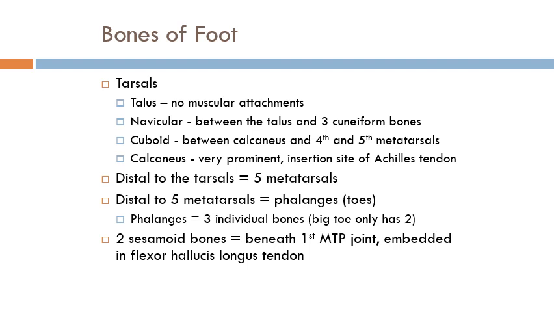There's also two sesamoid bones. Remember, we said a sesamoid bone is a bone that sits in the middle of a tendon. So right beneath the first MTP joint. Okay, so what would MTP stand for? MTP would stand for metatarsal phalangeal joint. So that's the joint between the first metatarsal and the first phalanx bone.